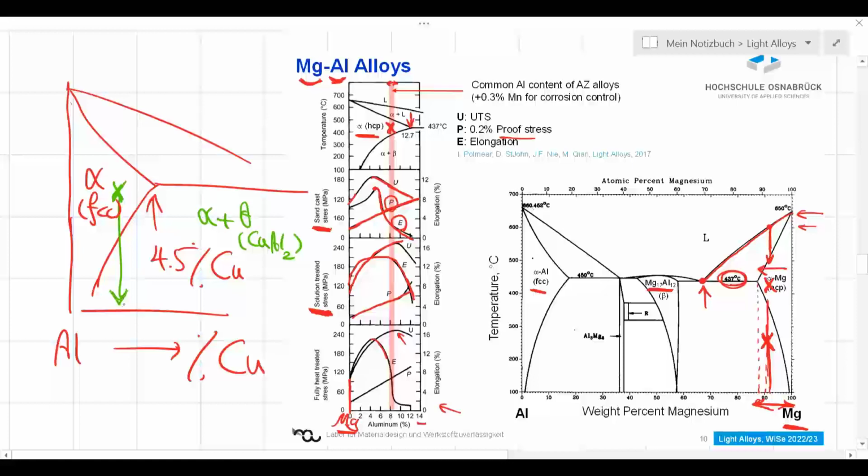a subsequent heat treatment, aging, at, for example, 150 degrees Celsius, and by that bring out these GP phases, theta double prime, theta prime, and eventually the stable theta phase. And by that, we could adjust the mechanical properties.